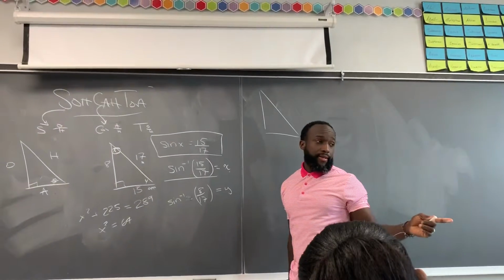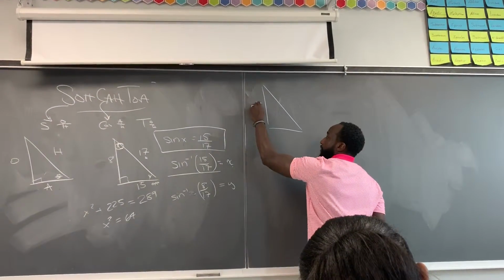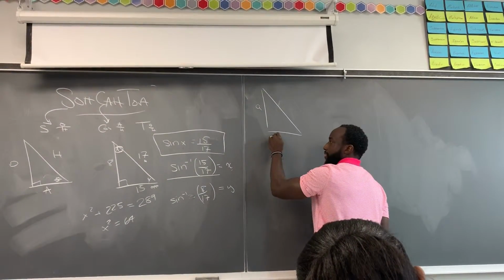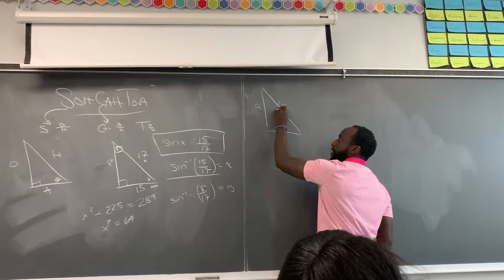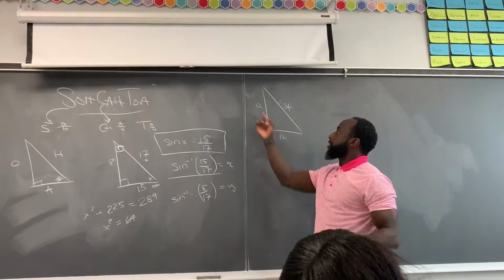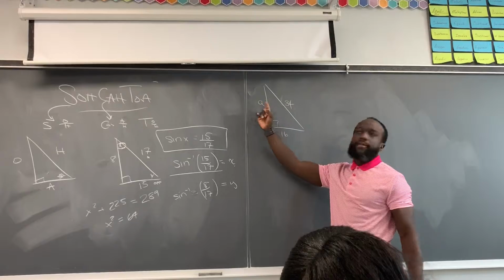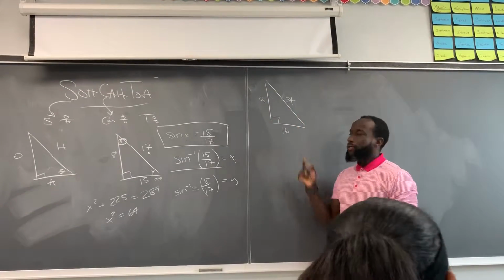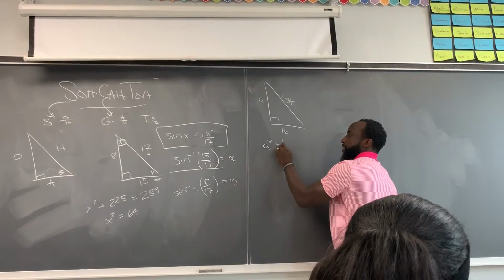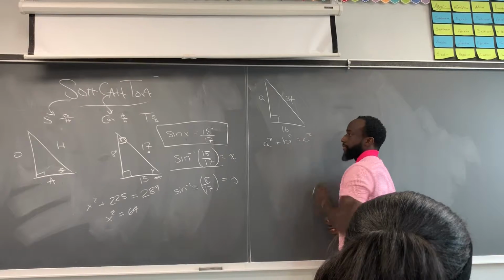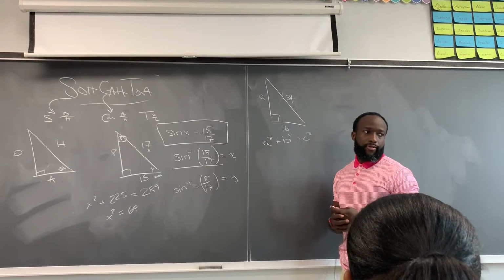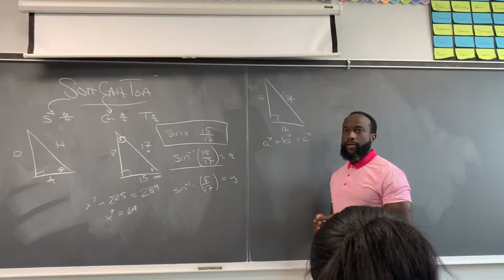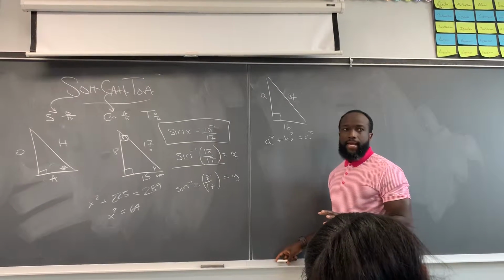Now number one, let's look at number 1. What does it say? It says find A. And this A, 16, 34. Right, so this is a right triangle. We're trying to find one side. We're given two sides. We use a squared plus b squared equals c squared. You expect that. You good with that? Okay, cool.